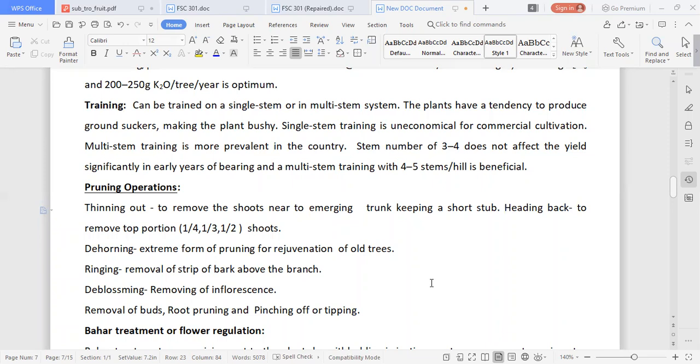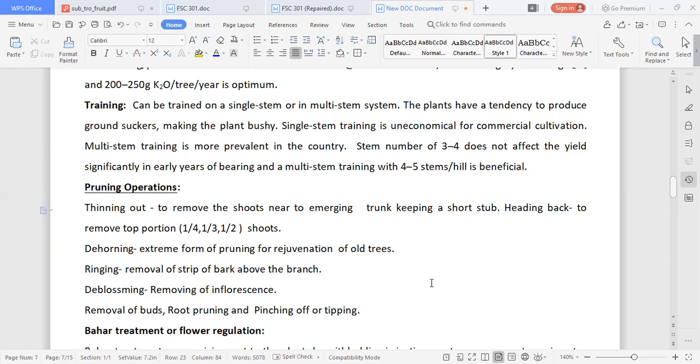Then dehorning is an extreme form of pruning for rejuvenation of old trees. When the trees become unproductive and very old and are not giving any yield, at that time you do extreme pruning. You just keep some 3 or 4 stems and cut the entire portion almost below around 1 meter height.